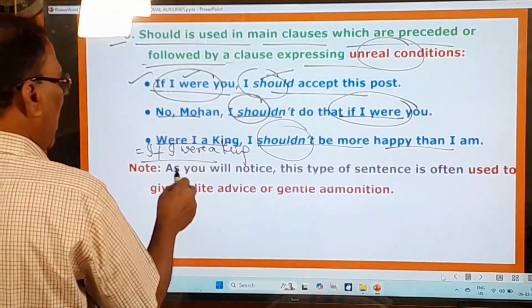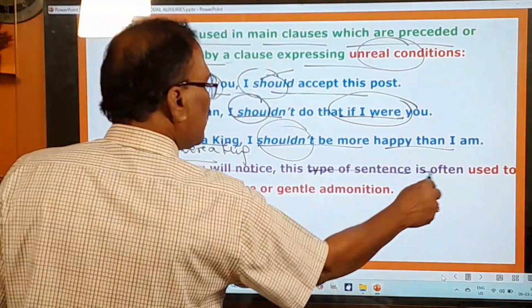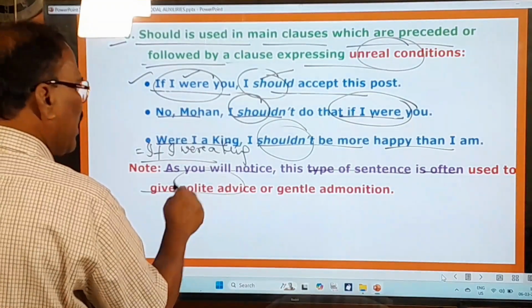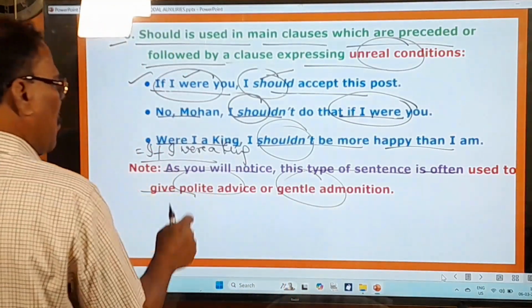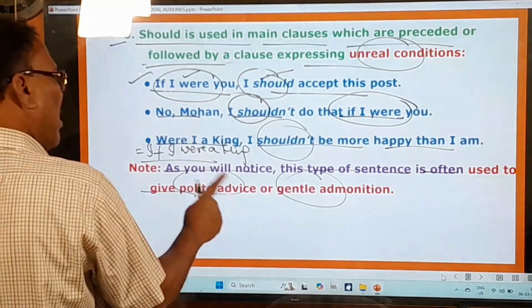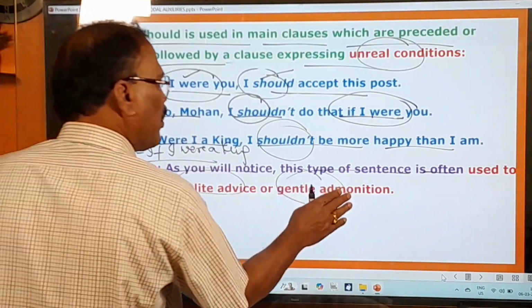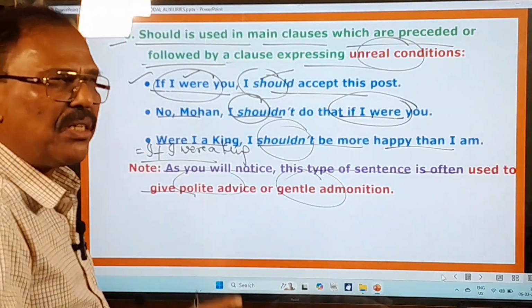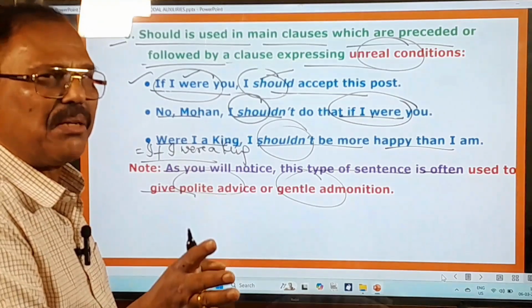Right. As you will notice, this type of sentence is often used to give polite advice or gentle admonition. So polite advice, such sentences are made only to convey polite advice or gentle admonition. Gentle admonition means gentle rebuke.